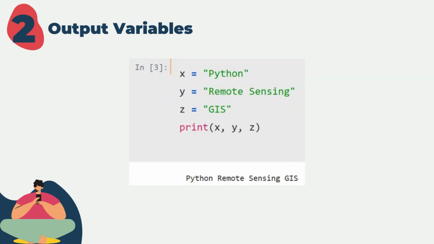Take a look at this example. This will output the values of x, y, and z separated by spaces. It's a concise way to display multiple pieces of information in one go.